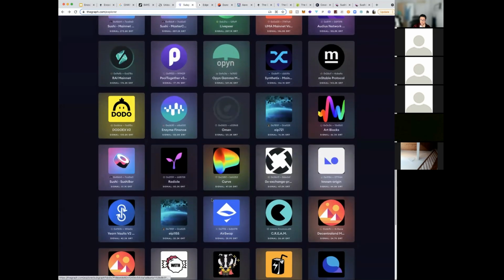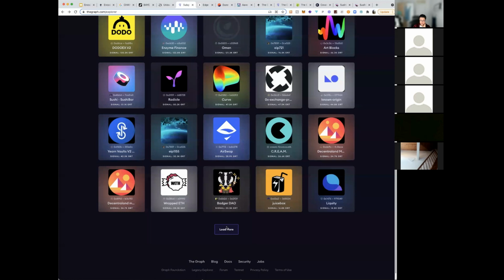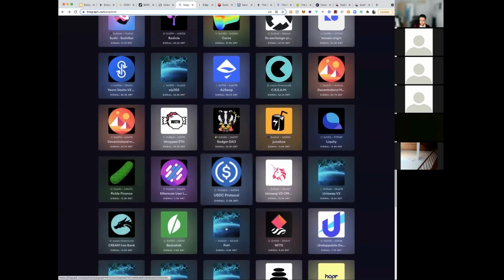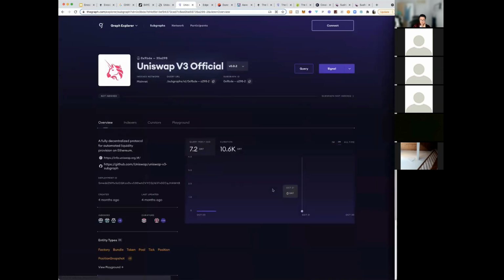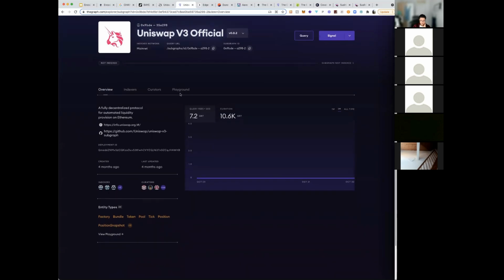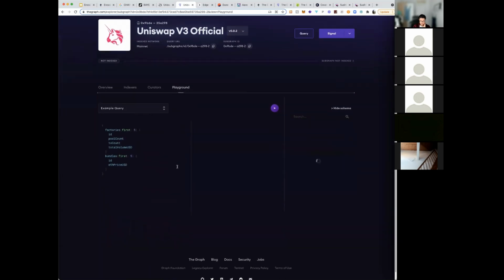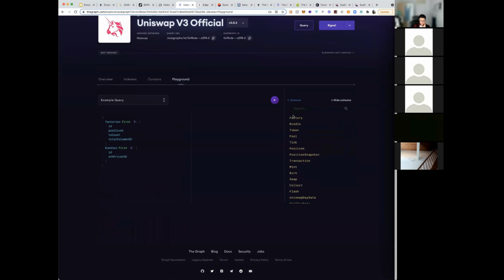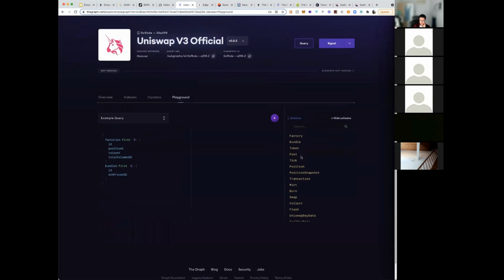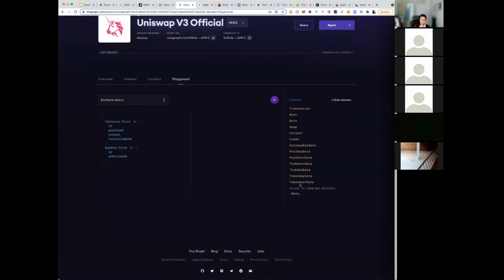Let's see, get one that's fairly well known. Uniswap v3, official. Again, what sort of data can I get from Uniswap v3? Well, let's load a sec. I can get for every transaction all of this stuff, and in general positions, stuff about the pools, about swaps, daily data, daily pool data. All of this stuff is available.